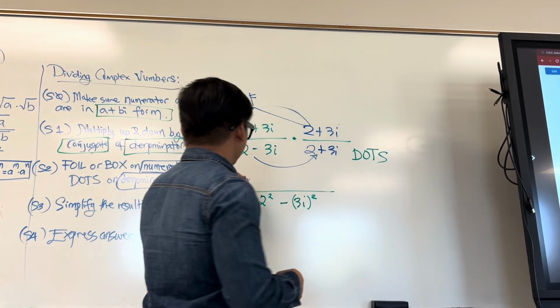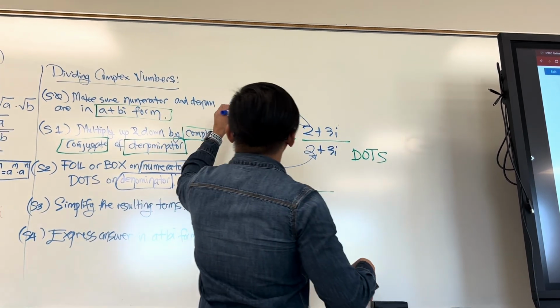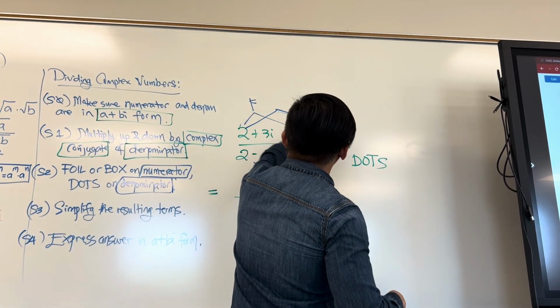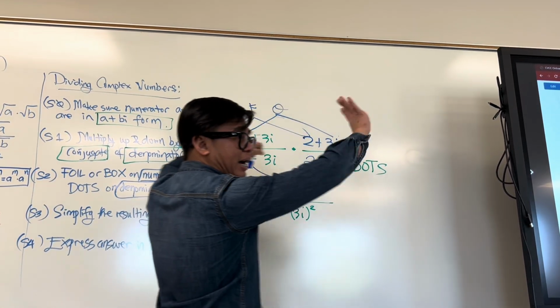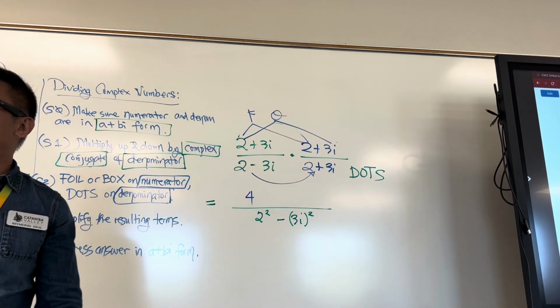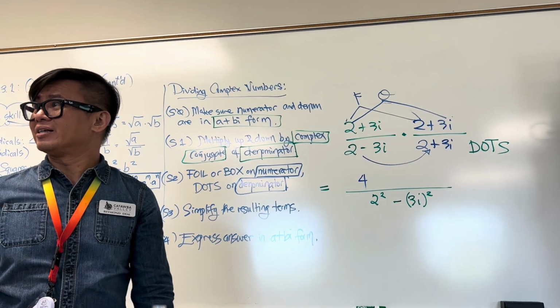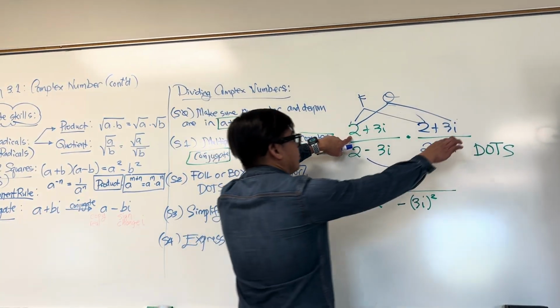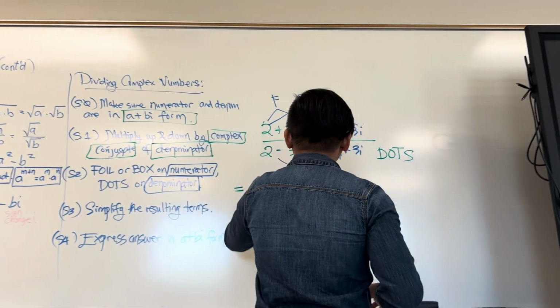Very good, right? Next, outer. Where are the outer terms? This and that in there, right? So 2 times 3i. Those are the outer terms, right? When we multiply them both, what will that be? 2 times 3i is 6i. Very good, right? So plus 6i.